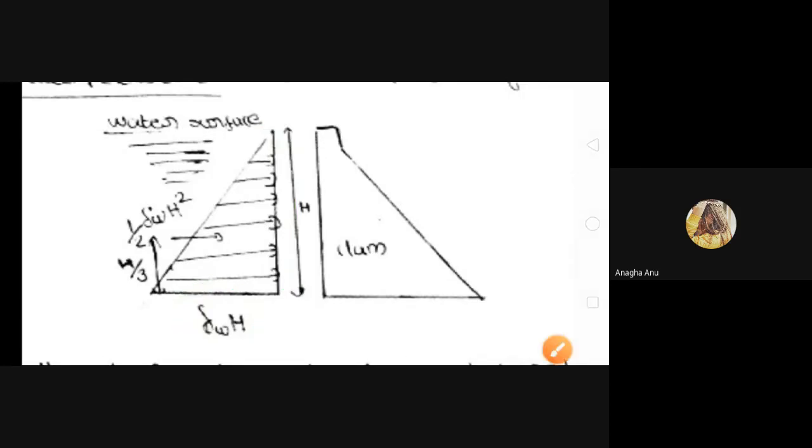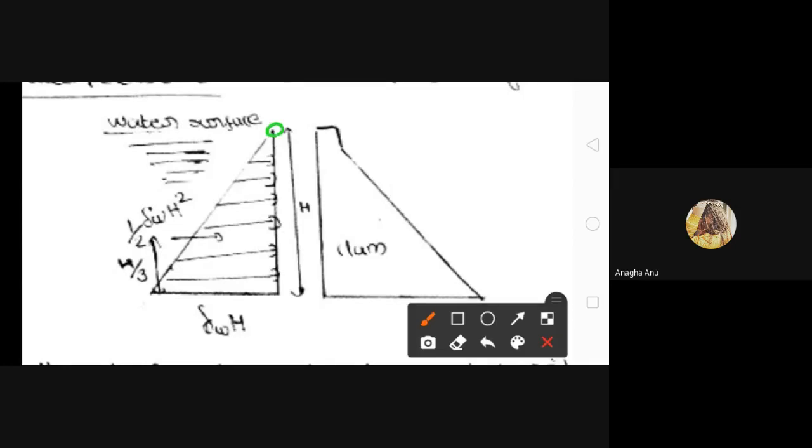So by using these two values, we can draw the pressure distribution diagram. That is, at the top, the pressure is 0 and at the bottom, the pressure is gamma W into H. So the pressure distribution diagram will attain the shape of a triangle. Okay, did you understand up to this?